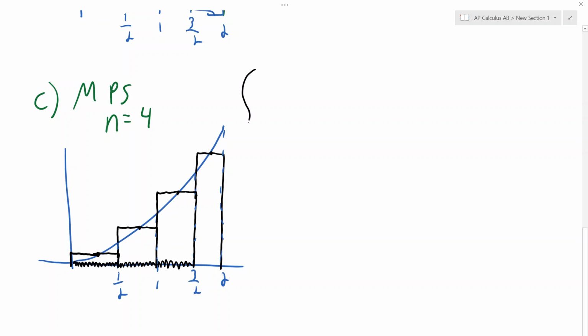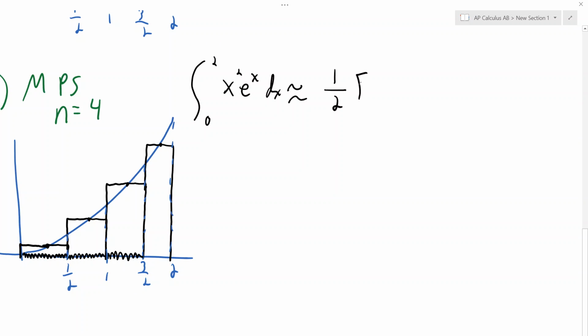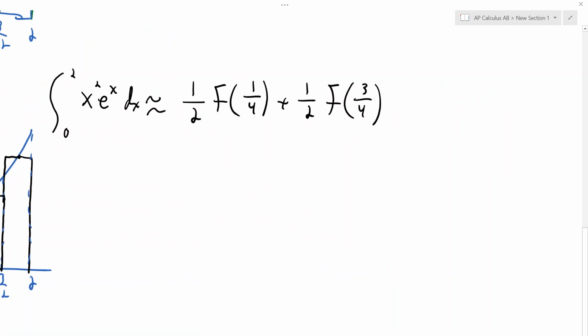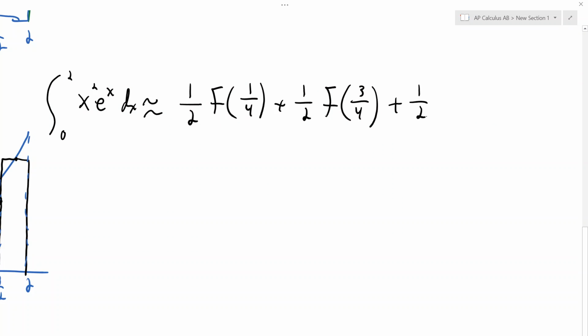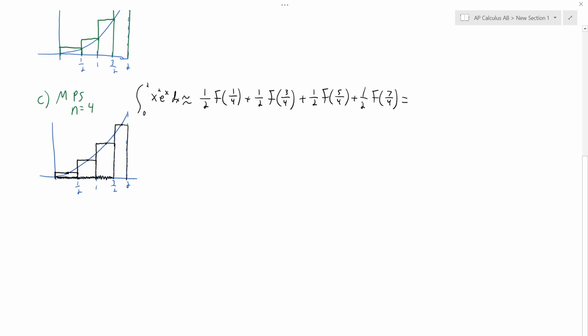So we write the integral from 0 to 2 of x squared e to the x dx is approximately equal to, my first rectangle is a half, f of a fourth, plus a half, f of 3/4, plus a half, f of 5/4, plus a half, f of 7/4. Everybody okay with the fractions in there, just taking the midpoint there?